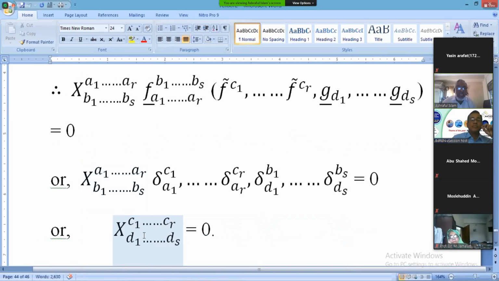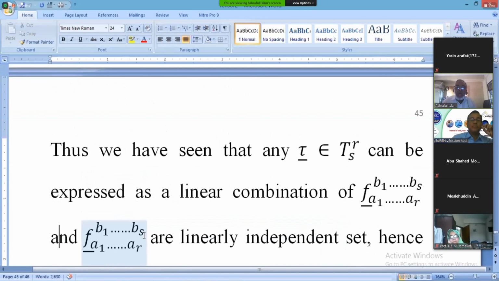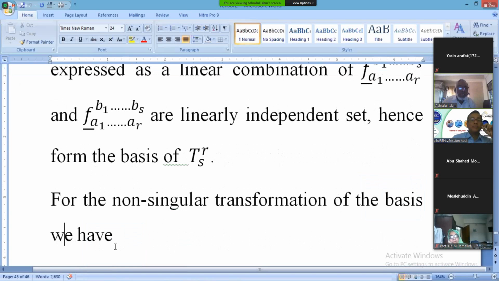Hence, it is linearly independent. So thus we have seen that tau belongs to a vector space and is expressed as a linear combination of these basis vectors, and these basis vectors are linearly independent. So they form the basis of this vector space.